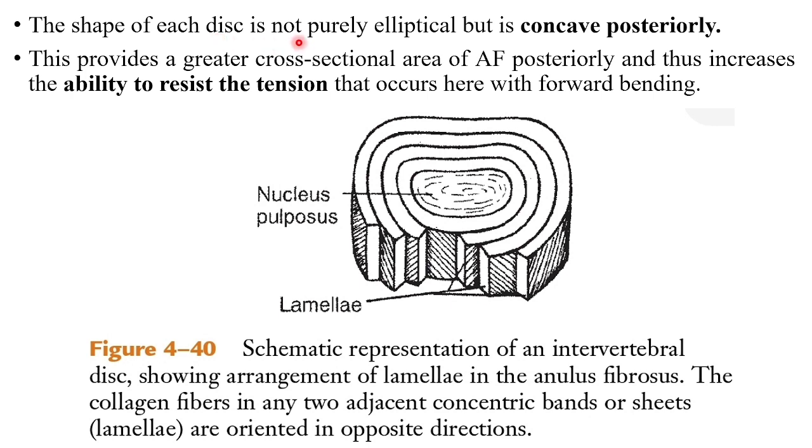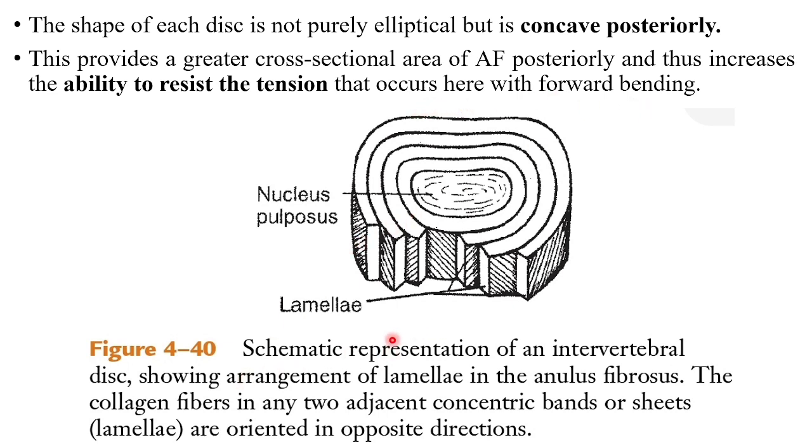The shape of each disc is not purely elliptical but is concave posteriorly. This provides a greater cross-sectional area of the annulus fibrosus posteriorly and thus increases the ability to resist the tension that occurs here with forward bending.